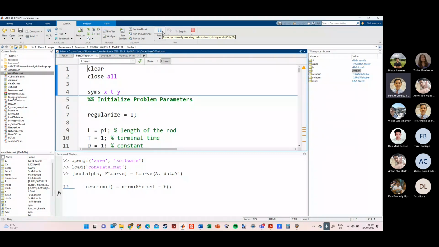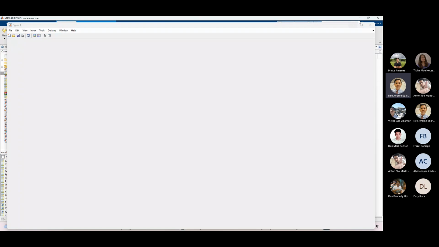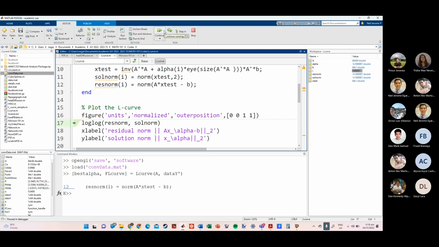Medyo impatient ako, so ipopause ko ulit. Tingnan ko lang kung nasang iteration. Okay, there you go. Mali yata yung pagkakapause ko. Katatapos niya lang. So I let it continue.